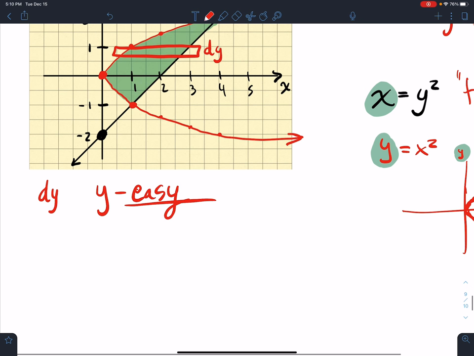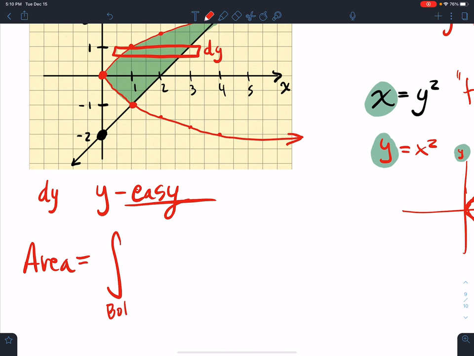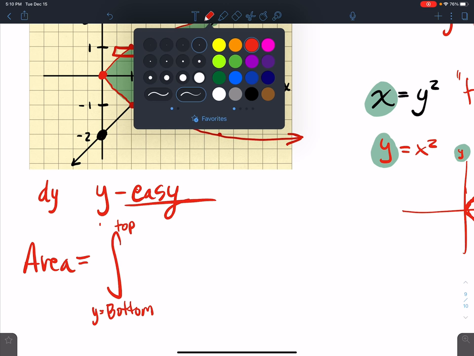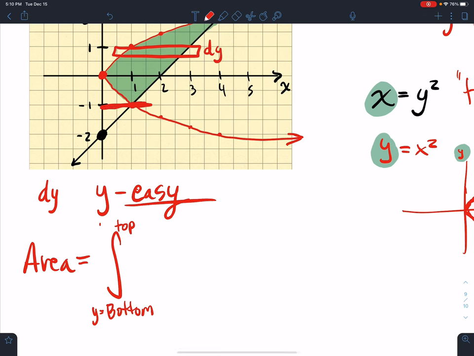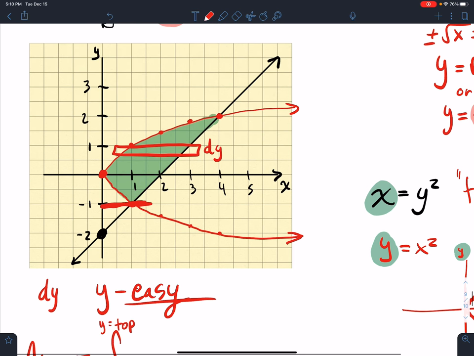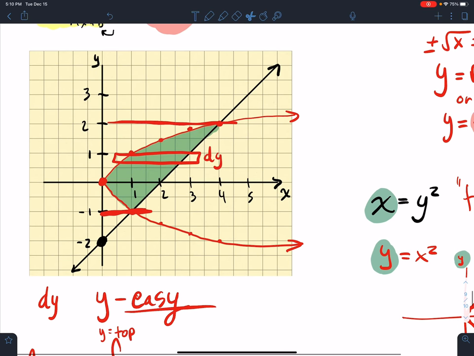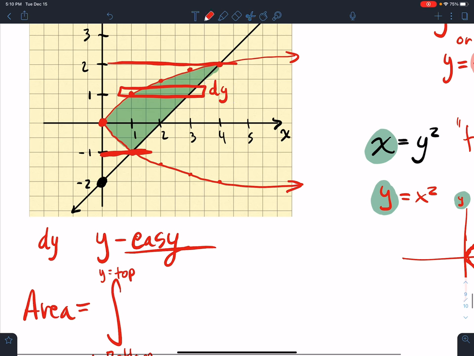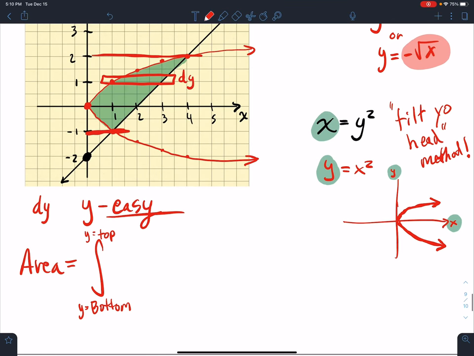And if we think about the y easy formula, the area is equal to what? Integral from what? Bottom to top. Remember, the bottom is a y equal, a horizontal, right? What y value do we start at? To the top, where do we stop? So we're summing up all the rectangles from y equal -1 all the way up to y equal 2. We're doing an integral, summing from bottom to top, -1 all the way up to 2.